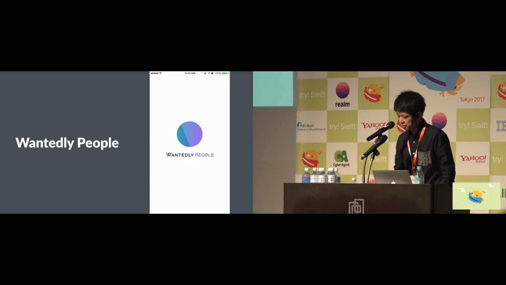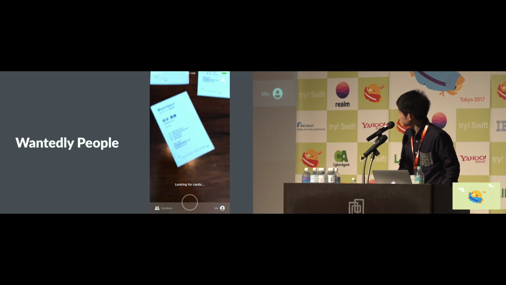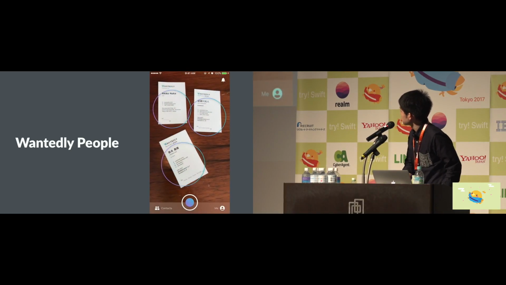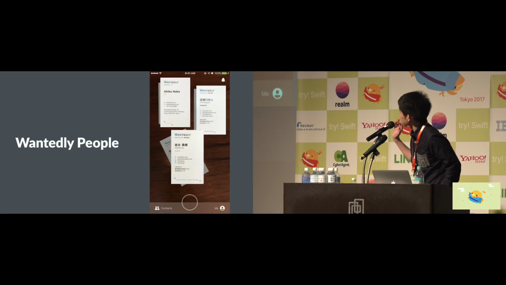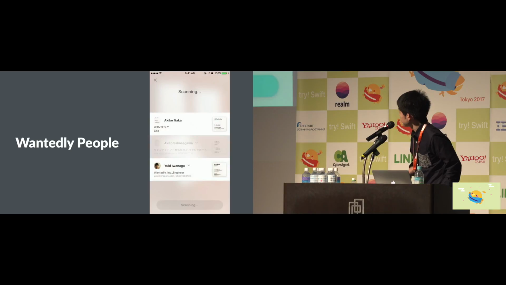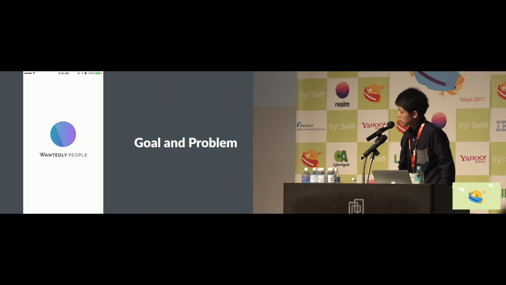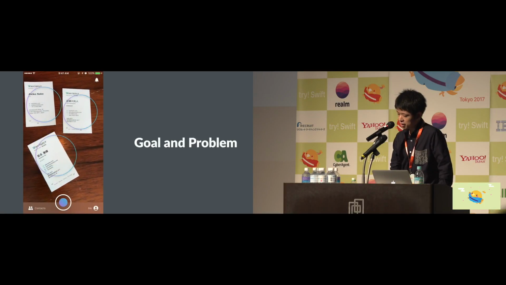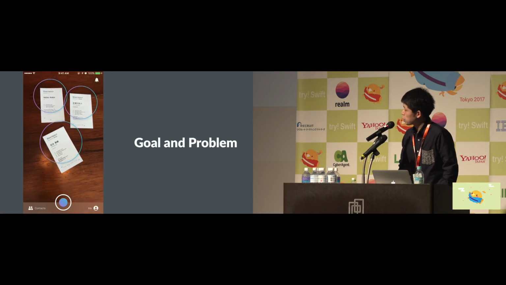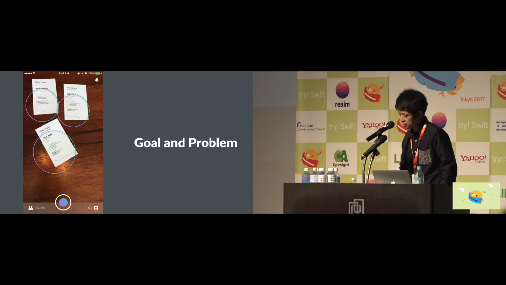So let's see how this works. First, this app keeps detecting business cards. So now it's detecting. And when the user presses the shutter button, it scans them and transfers them to data. In this lightning talk, I will focus on this detection process only and present what we've done in order to improve our app's feedback to users.